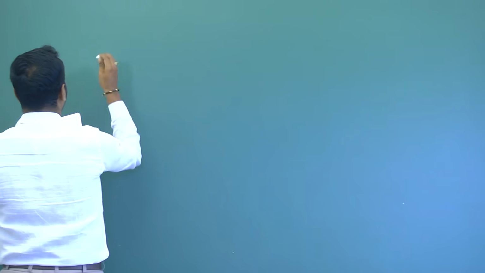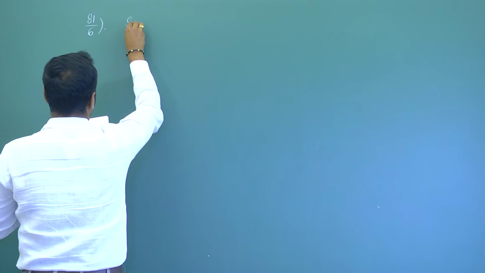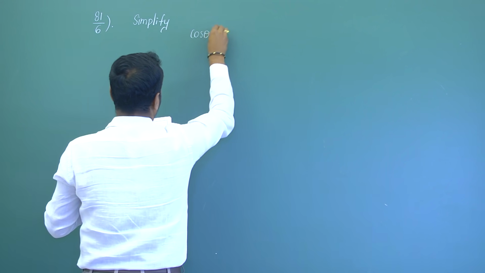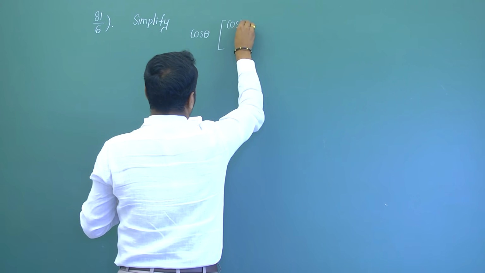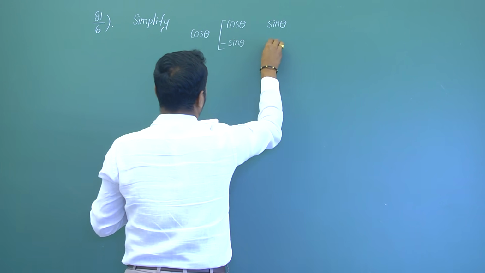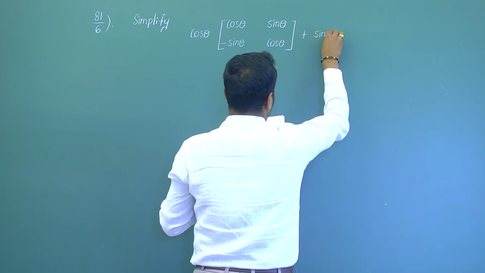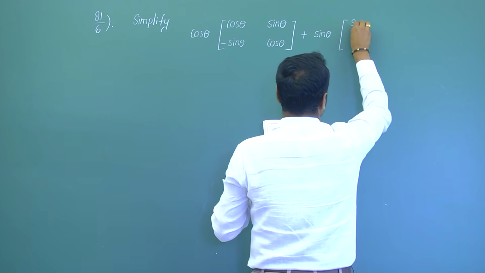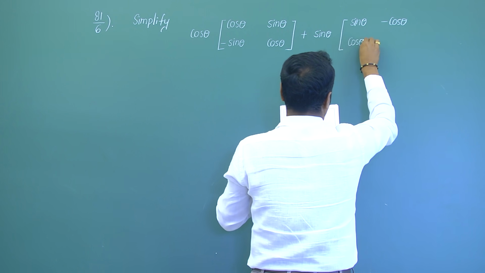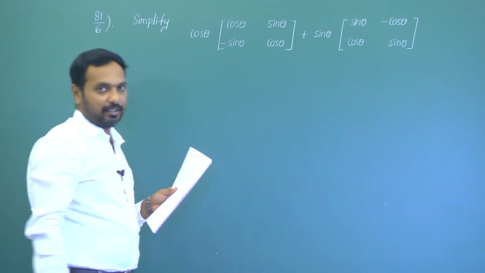And next, page number 81, 6th question: simplify cos theta into matrix [cos theta, sin theta; minus sin theta, cos theta] plus sin theta into matrix [sin theta, minus cos theta; cos theta, sin theta]. So we need to simplify this.